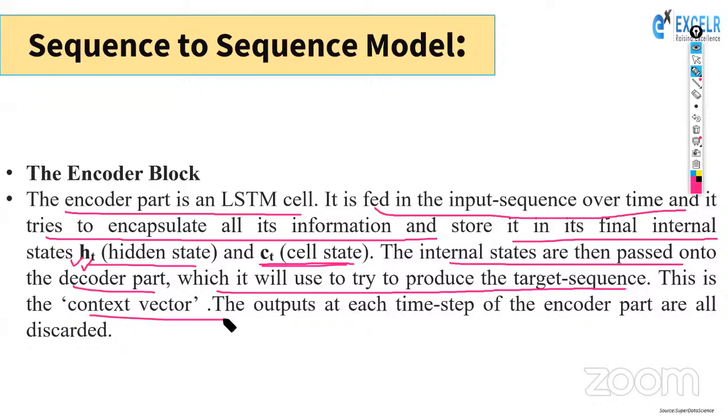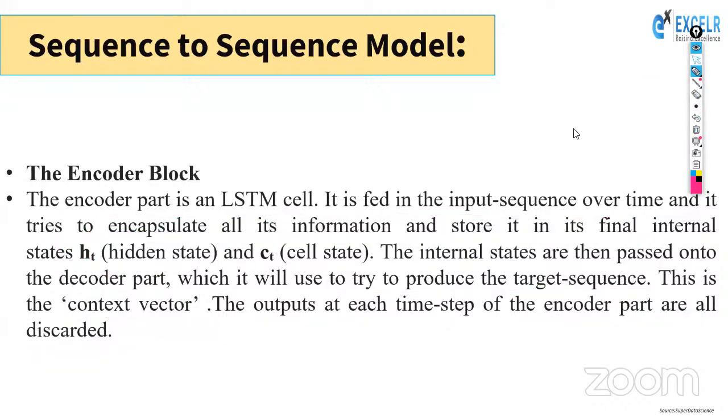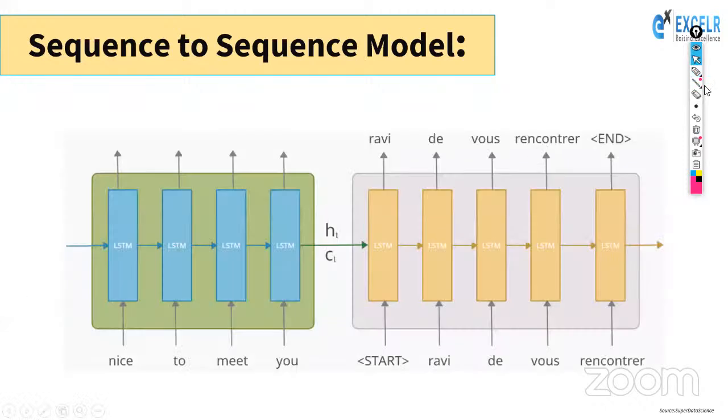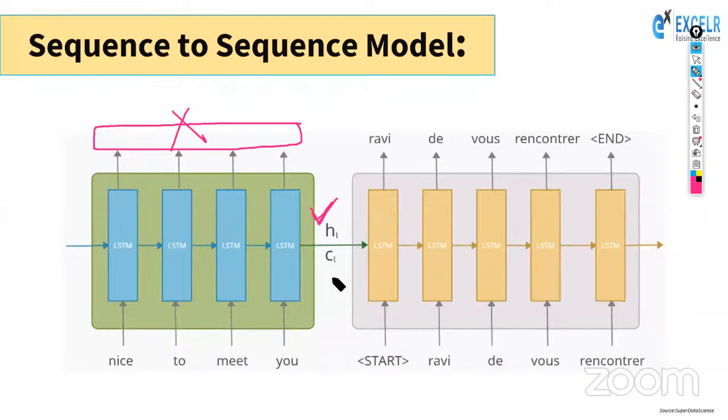This is something called a context vector. That means the context vector is being passed with the help of the hidden state. The output at each time instant of the encoder part is discarded. So this is what I have told you. The output of the encoder is discarded. This is not of any use. What we carry forward from the encoder network is the internal state, the hidden state and the cell state.